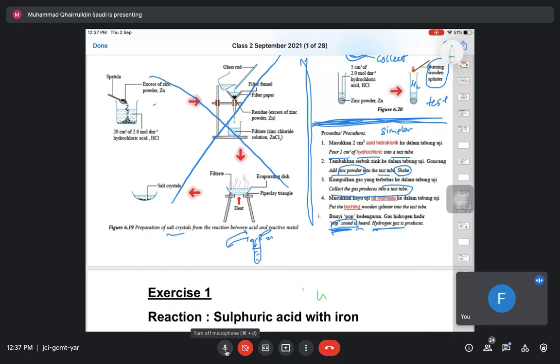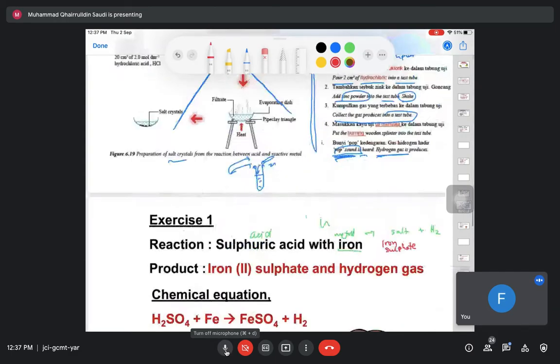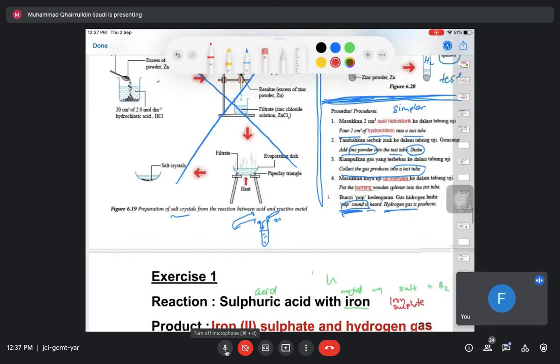Alright. So sulfuric acid is acid and then iron is metal. So acid plus metal, we will have salt and hydrogen gas. So now, what is the name of the salt? Can you guess? Yes, good. Iron sulfate. Tukar sahaja partner dia. Iron sulfate. Good. Okay. Iron sulfate and hydrogen gas.